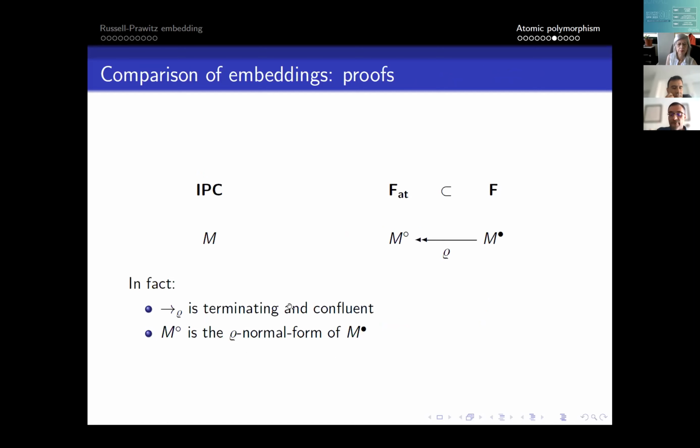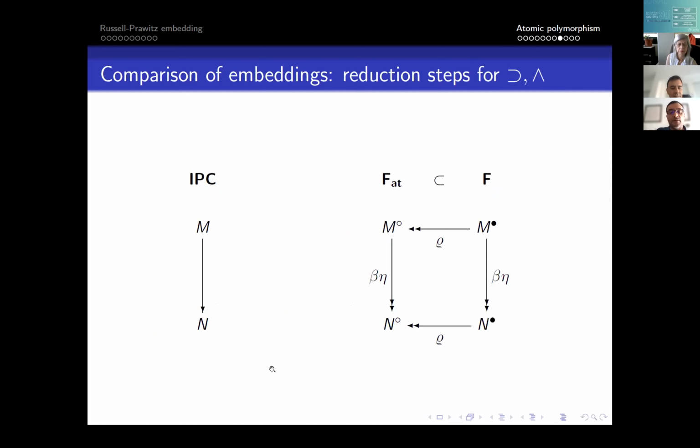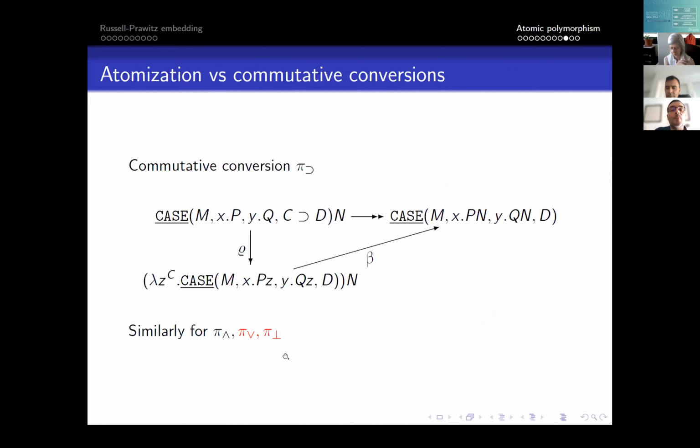Okay, so this is the level of proofs, now the level of reduction steps. So as I said, for reduction rules related to implication and conjunction, nothing happens, everything is trivial, we have this nice picture. But for the rules pertaining to disjunction, we had problems before with the Russell-Prawitz translation, so let's see what's new.